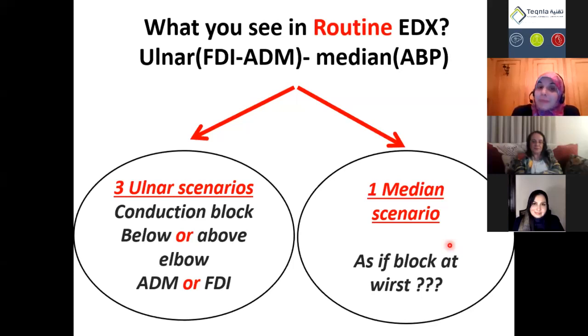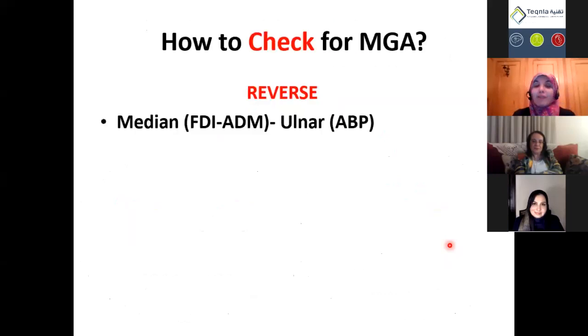What to do when I suspect Martin-Gruber? I want to find it. Reverse: I stimulate the median, recording the ulnar muscles, and I stimulate the ulnar, recording the median muscles. This is the basic of what we are going to see in detail later. When you do routine ulnar, you can see block at or above the elbow. Routine median, you can see block at the wrist. Then you reverse, switching the stimulation side. What are you going to see in every scenario?